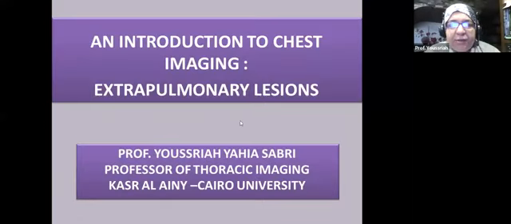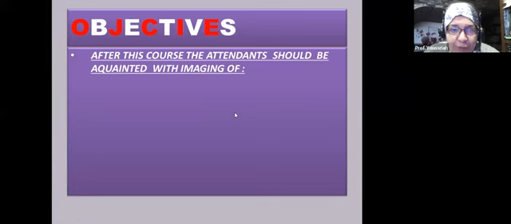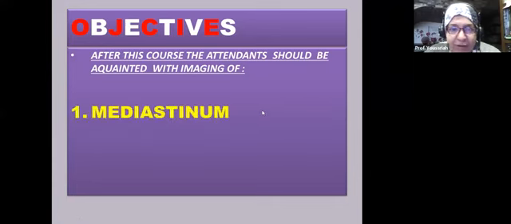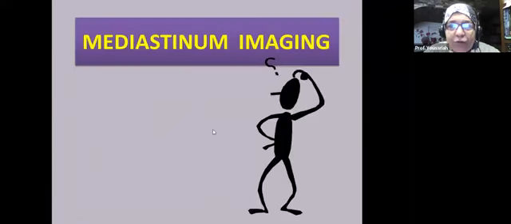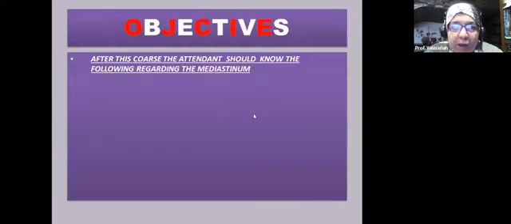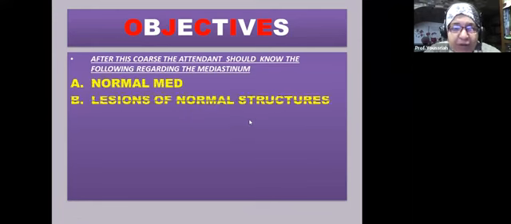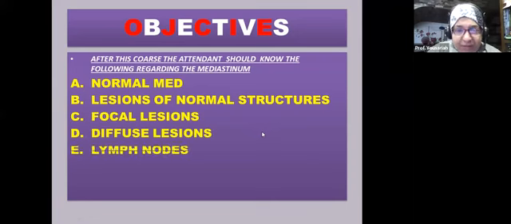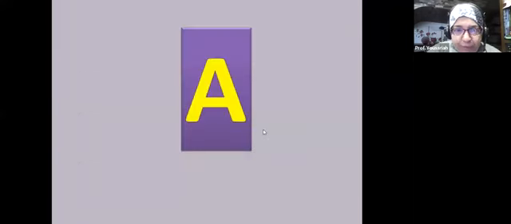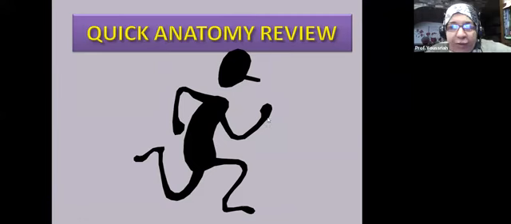This lecture is about introduction to chest imaging regarding the extrapulmonary lesions. Now we should be acquainted with the mediastinum imaging, the diaphragm imaging, and the chest wall imaging. First of all, starting with mediastinum imaging, by the end of this lecture we should be acquainted with the normal structures of the mediastinum, then superadded focal lesions, and the diffuse lesions affecting the mediastinum and lymph nodes. To start with, there is a quick anatomy review.